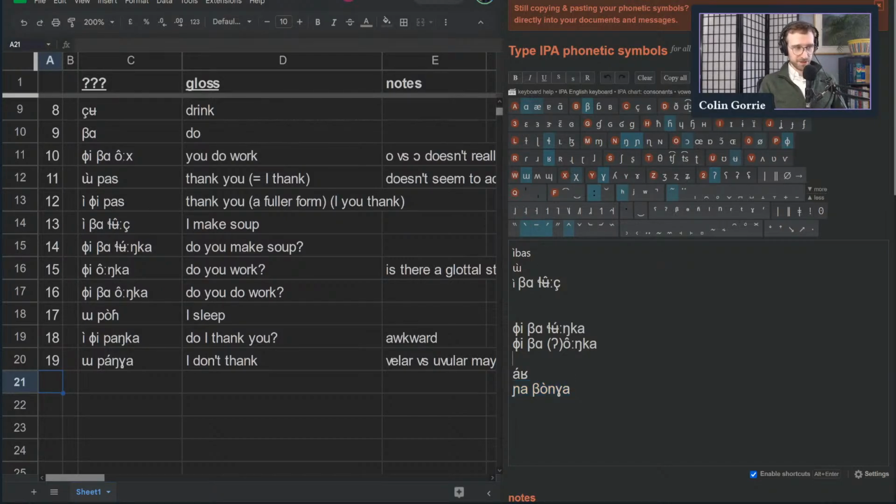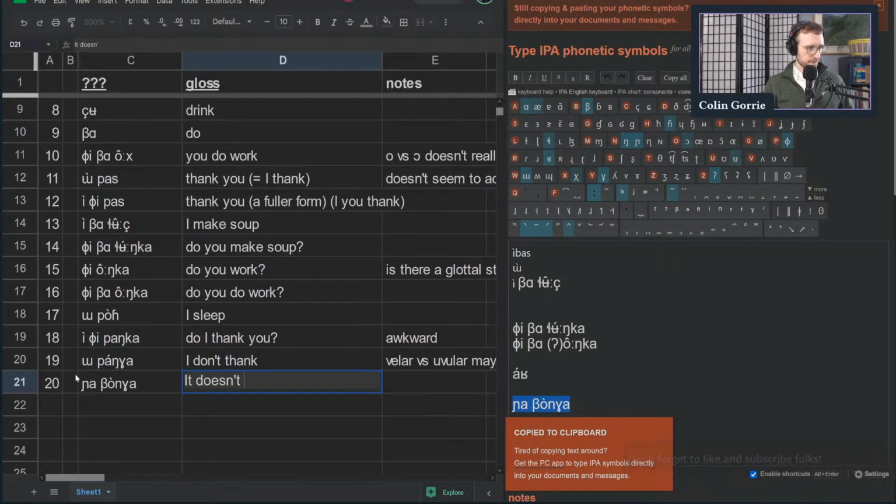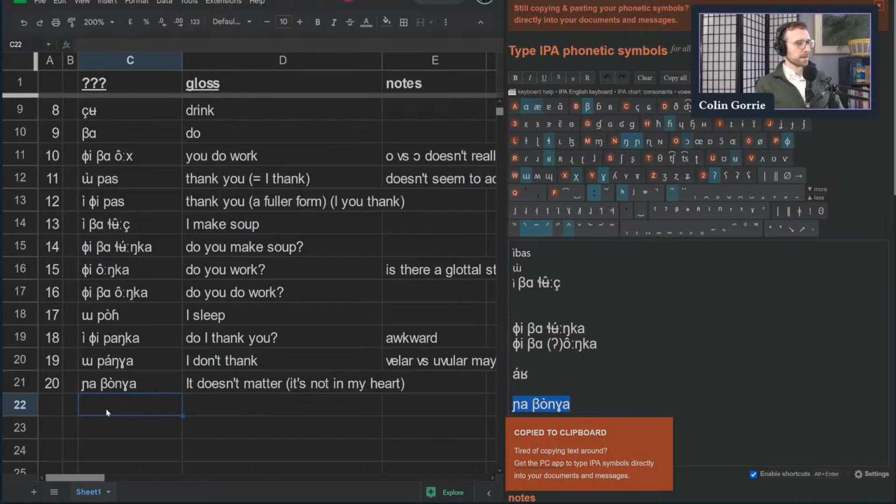So this is my transcription, chat. Nyabonga. Quain, how does that sound? Nyabonga. Yeah. The center part is like lowest. Nyabonga. Yeah.